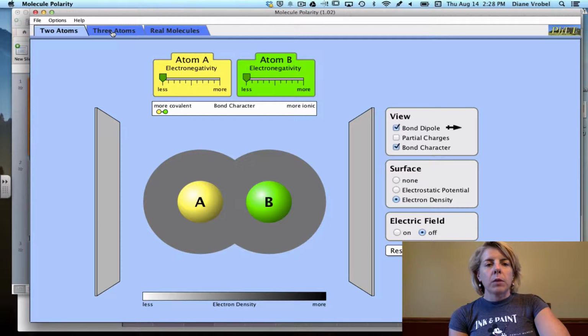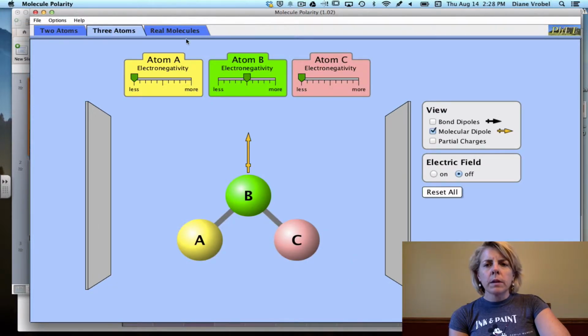Let's see what happens with three. So here we have three different atoms. I'm going to change the electronegativity on C. When I do, notice how the dipole, or where we have the electron density, changes, and it's more in between the B and C atoms. Now let's go to a real molecule.